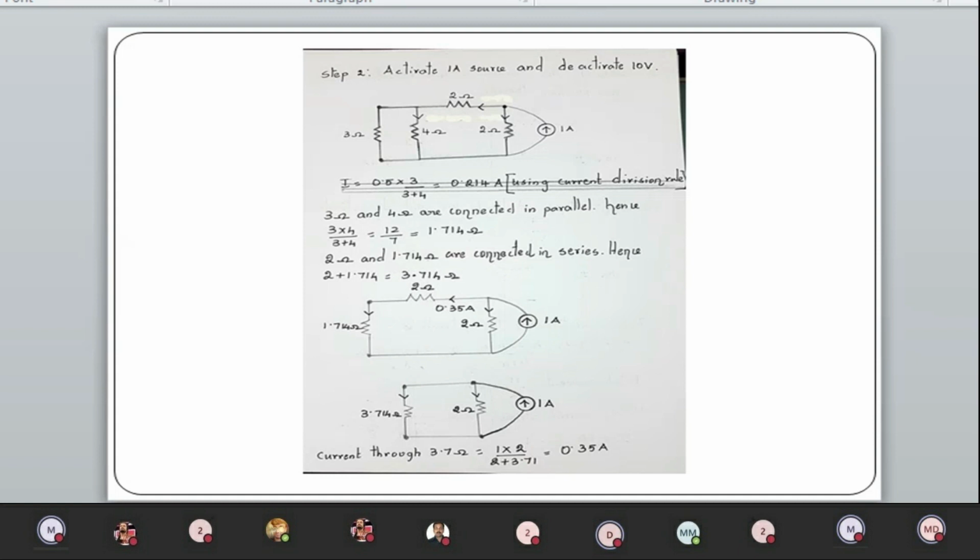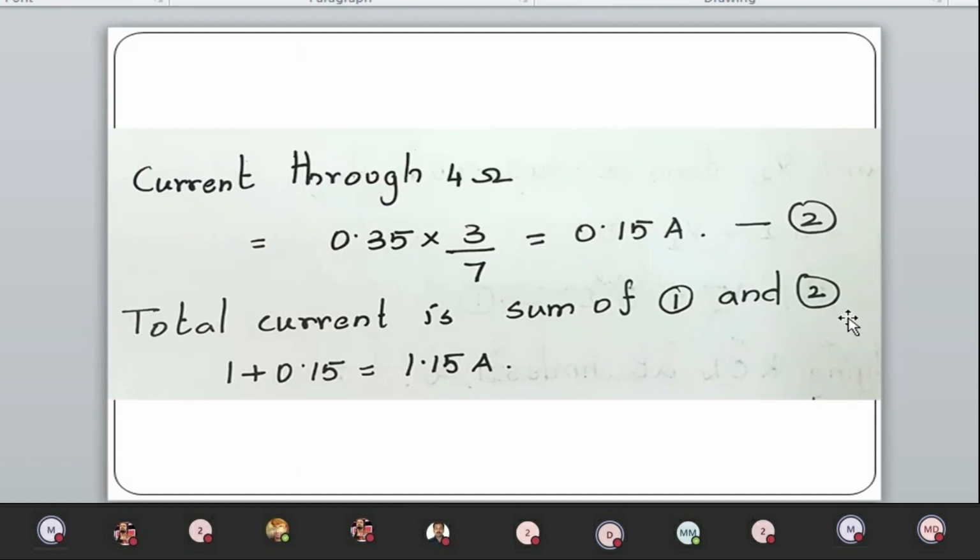This current is once again split across the 4 ohm and 3 ohm. So once again, you have to apply the current division rule. Are you able to understand? So 0.35 into opposite. What is the opposite resistance? 3 divided by what is the total resistance? 7. So 0.35 into 3 divided by 7, so 0.15. So the total current is the current due to the voltage source plus the current due to the current source. 1 plus 0.15, 1.15.